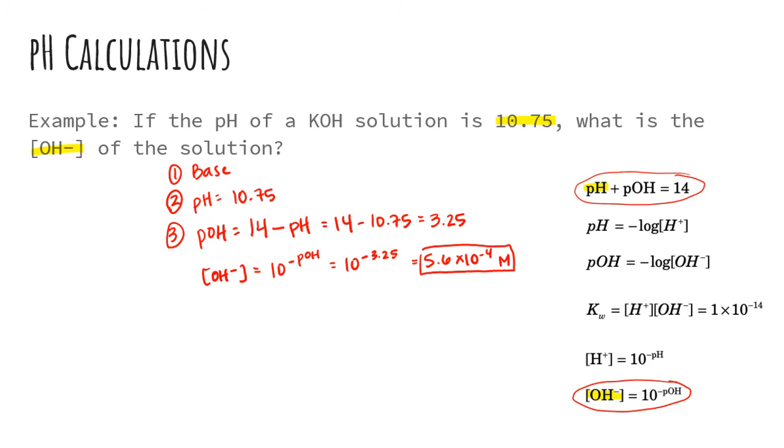So our pH is 10.75. In order to find the pOH, I'm going to do 14 minus 10.75, which gives me 3.25. That's my pOH. And then to find the concentration of hydroxide, I'm going to do 10 to the negative pOH to get 5.6 times 10 to the negative 4 molar.